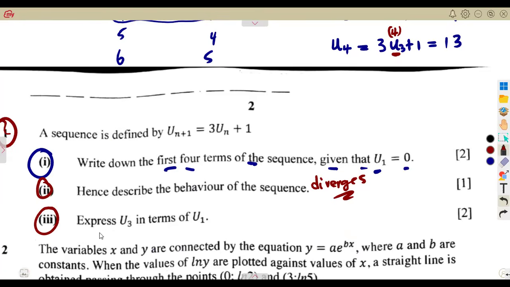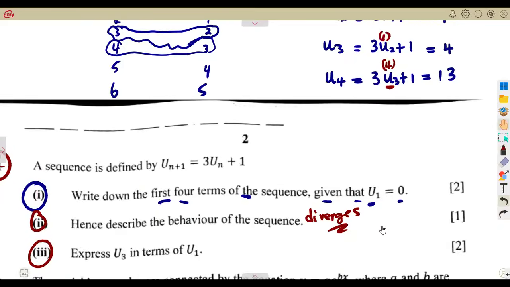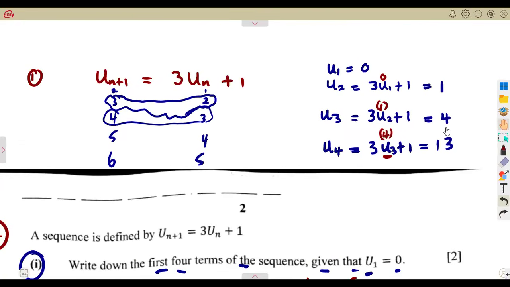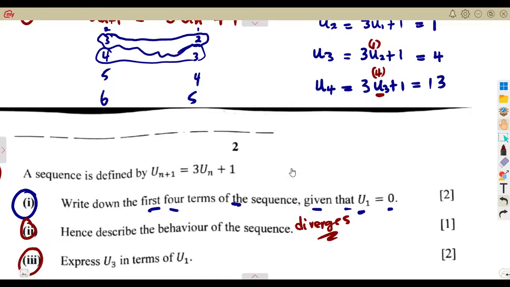Item 3, express U3 in terms of U1. We are not supposed to have U3 as a numerical value. No, we are supposed to write U3 in terms of U1, just like what we are seeing here on U2. It's written in terms of U1, 3 U1 plus 1. So you're supposed to write U3 in terms of U1.